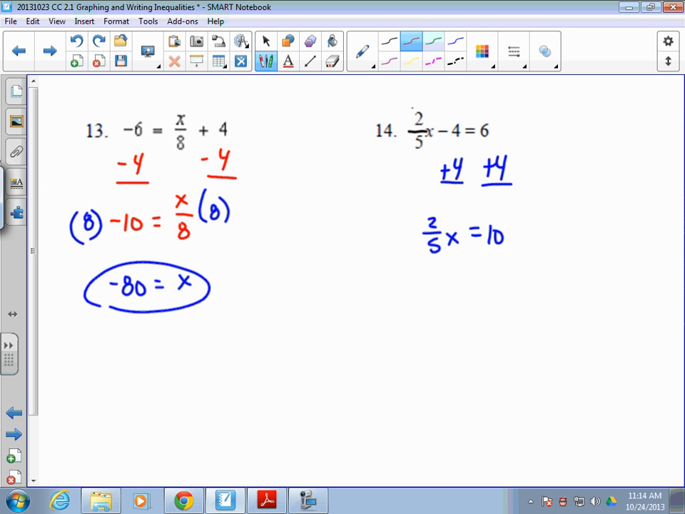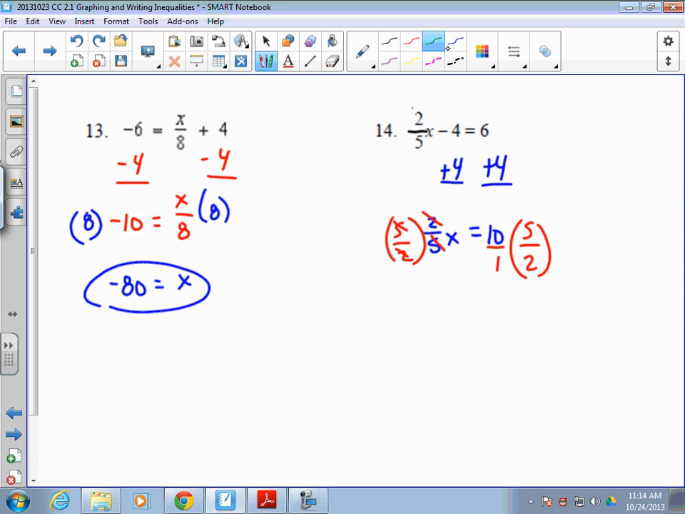So to save yourself a step, multiply by the reciprocal of 2 over 5, which is a fancy word that means flip it. Multiply by 5 over 2. Do the same to this side. Multiply it by 5 over 2. Everything's considered over 1. There you go. So you can cancel out 5 over 5 and 2 over 2.